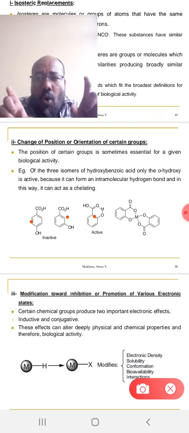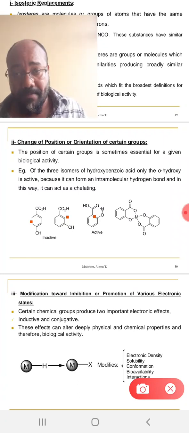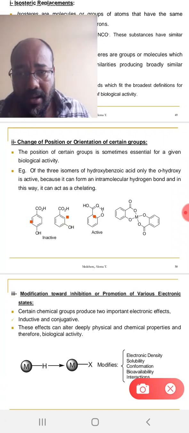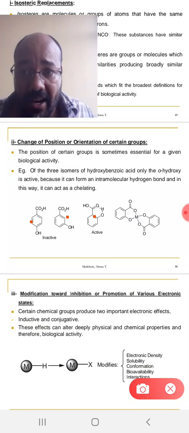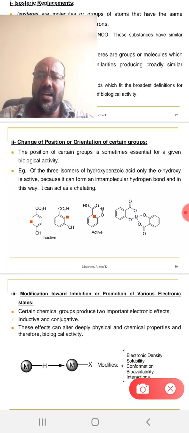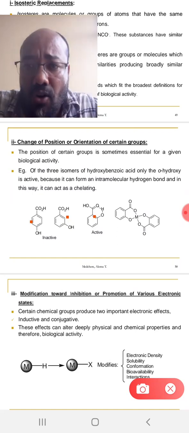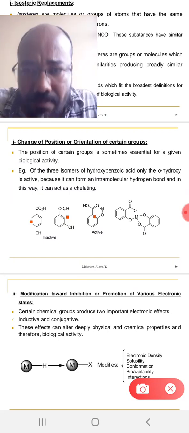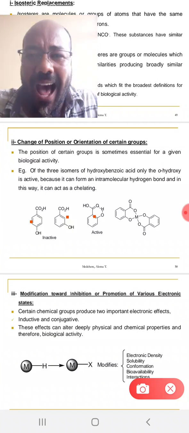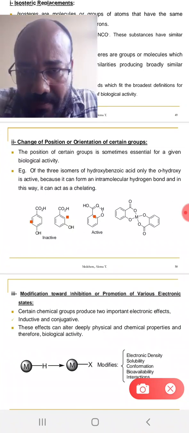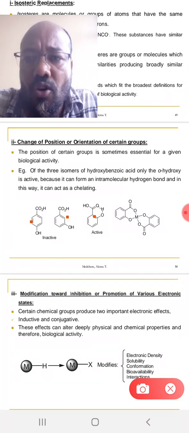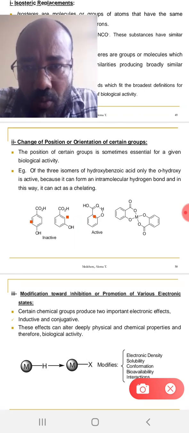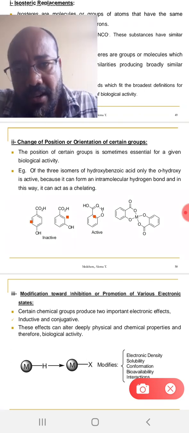Therefore, changing the orientation of some important groups on compounds may change the pharmacological activity, biological activity. There is a term called pharmacophore. Pharmacophore is the group which is responsible for pharmacological activity or biological activity in a compound. In a drug, the group which is responsible for those things is called the pharmacophore.